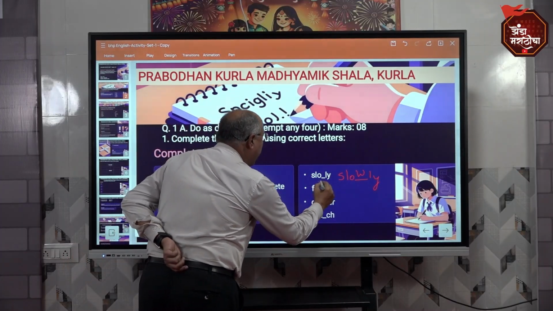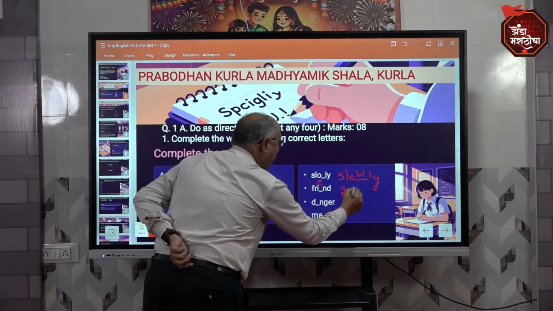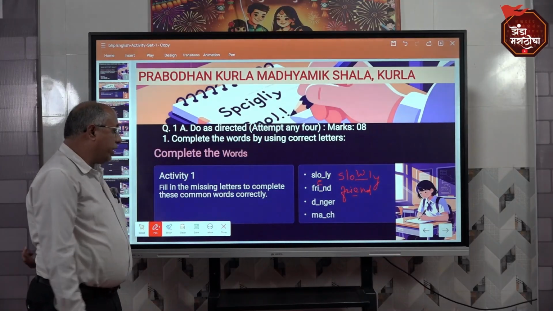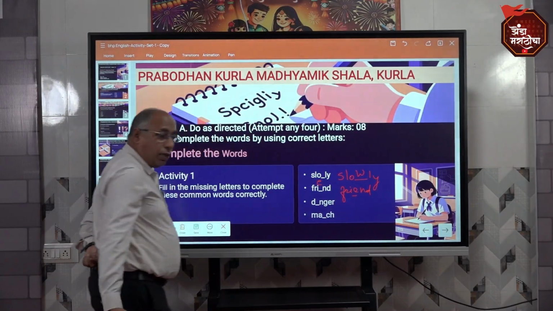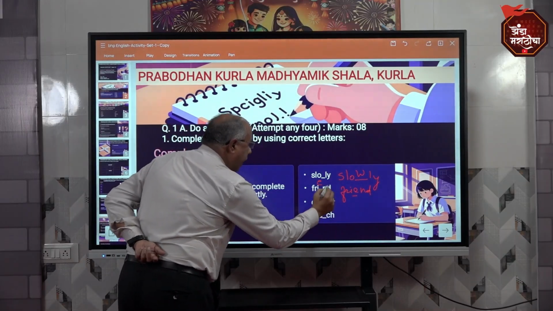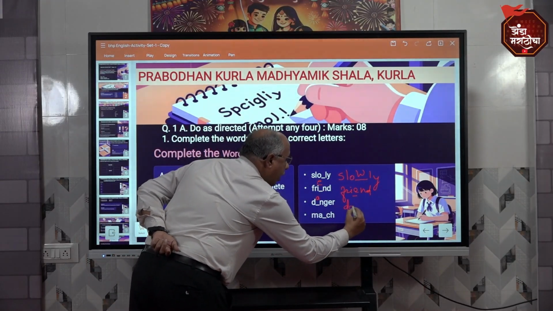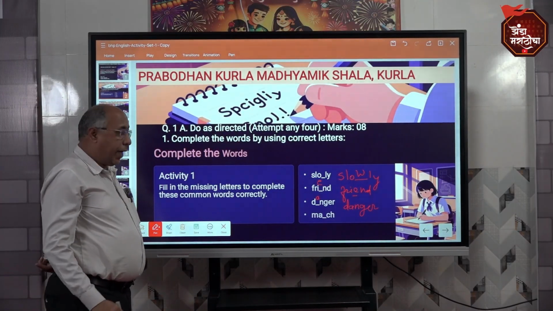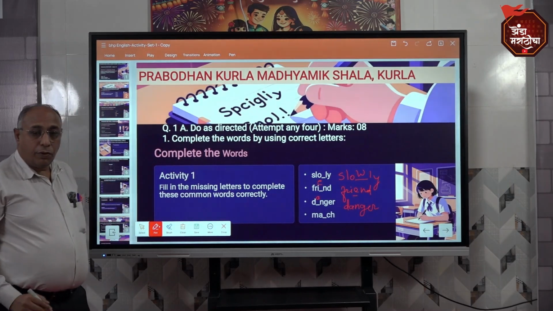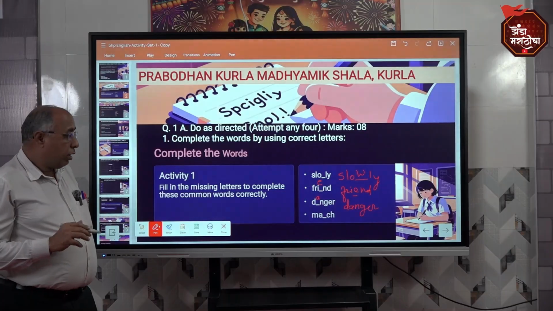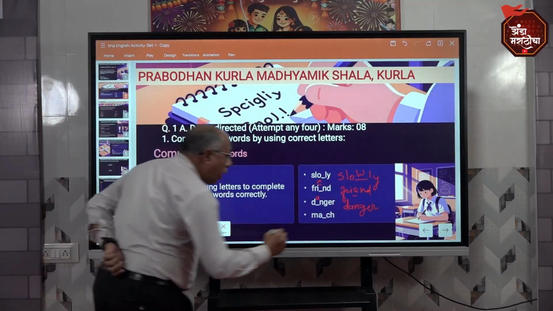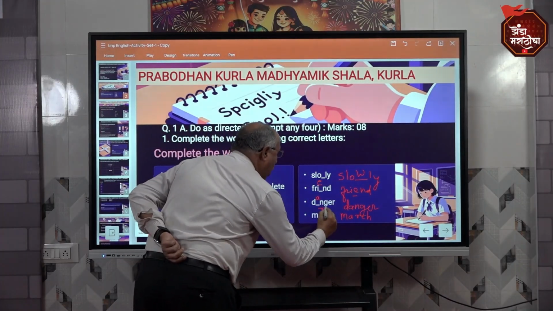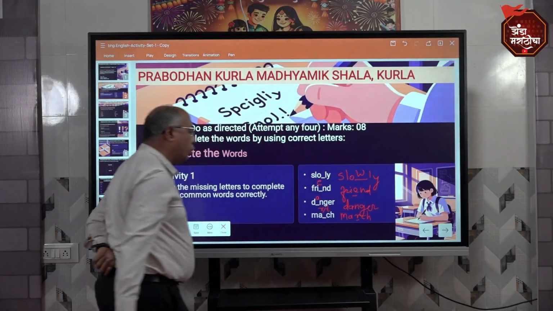FRI, you will use E here as FRIEND. Friend. Means letter E is missed. Next one, D dash and GER, means what? A letter will be used and DANGER, danger. And the last one that is MA dash CH. When you are going to complete this word, then there can be 2 ways, as MARCH, March. R or T will also be used in the second one.